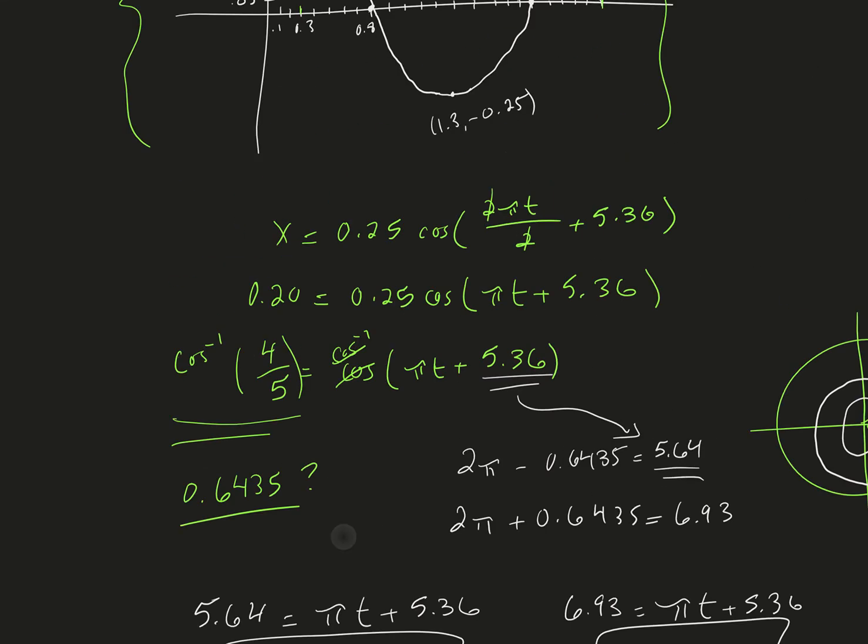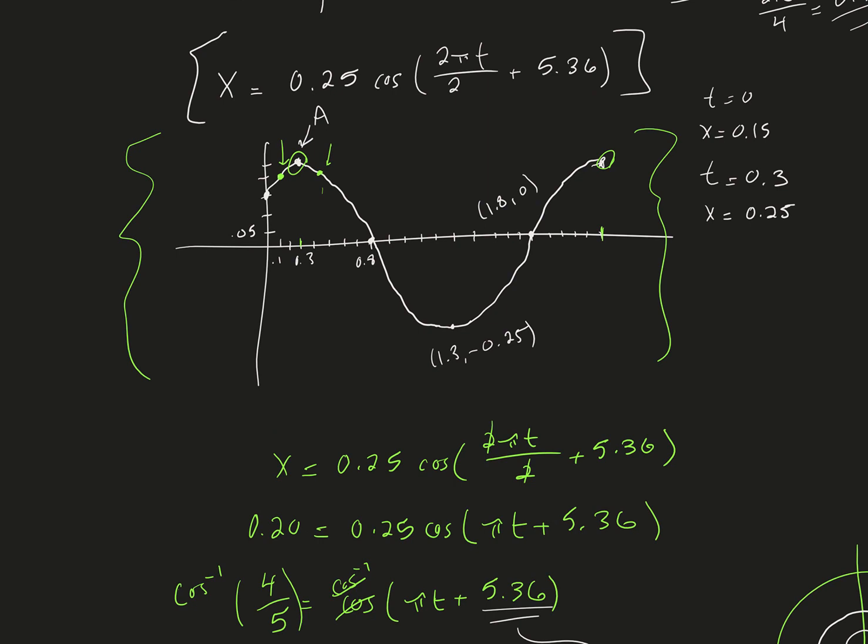So the second time, if I look at my graph over here at 0.4, 0.5, again my graph's not perfect. It's not scaled proportionally there, but 0.5 seems to make a lot of sense for the next time that I might be passing through.